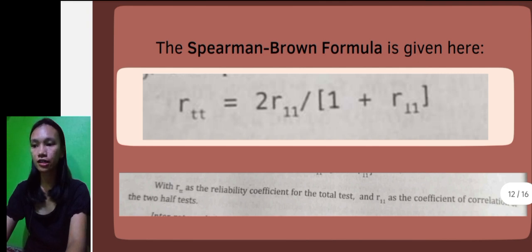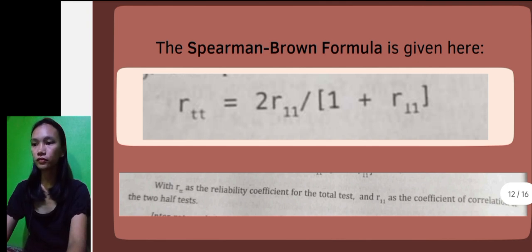So with R as the reliability coefficient for the total test and R11 as the coefficient of correlation of the two half tests, this equation is explained to us this way: the RTT is the estimated reliability coefficient of the entire test. The R11 is the reliability coefficient of half the test. This equation estimates how test reliability changes when the length of a test is doubled. For example, combining two halves of a test into a full test, and predicting the reliability of a test after it has been shortened or lengthened.